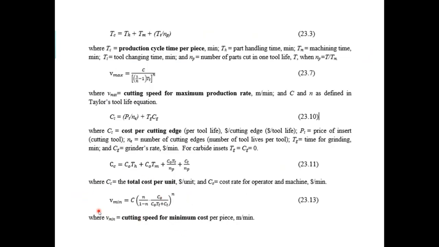We've got to compute the cutting speed giving us maximum productivity. The one at the bottom is giving us the cutting speed for minimum cost. So it is equation 23.7. That is correct. This equation is the one to be used. This one right here is the one to be used for this given problem, because we are after the cutting speed giving us maximum production rate.